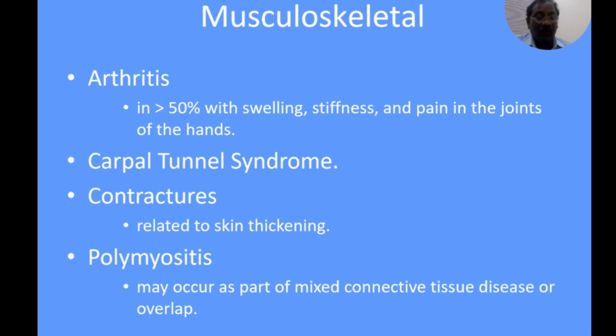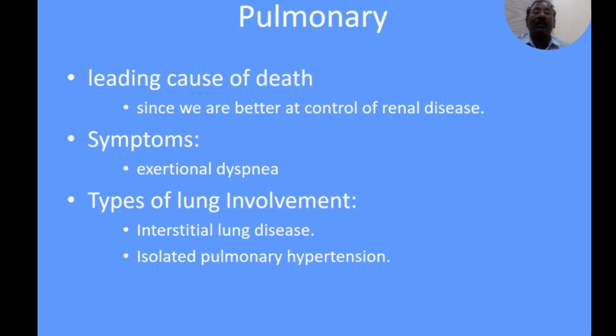Polymyositis, once it is an overlap syndrome, is also very common. Overlap with systemic sclerosis is myositis.